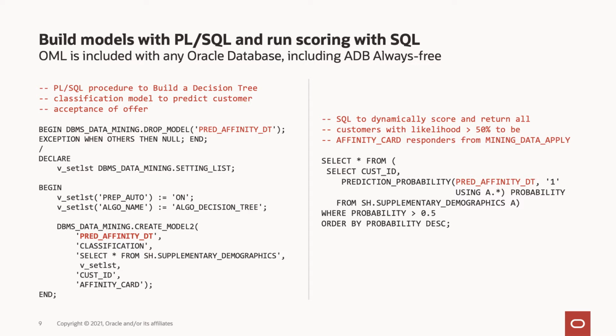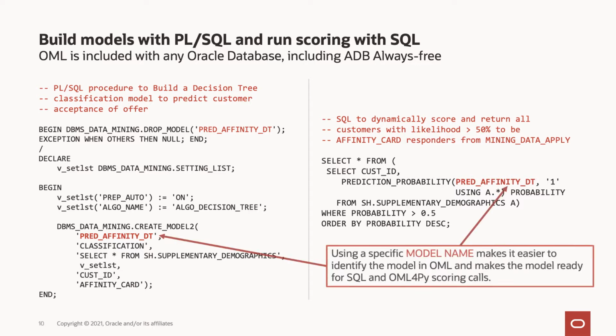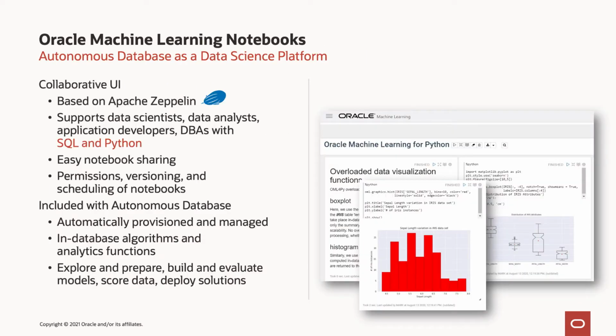So these 2 functions are specialized Oracle SQL functions that are running in database and are capable of running that scoring for us directly. So at this point, you can see we have both the same name on both sides to make sure that we're using the same model and the right one. So this SQL code, together with Python code, can be run in our Oracle Machine Learning notebooks in Autonomous Database.